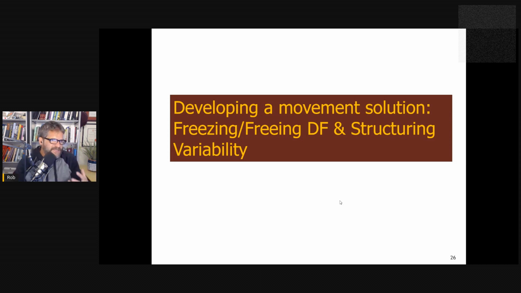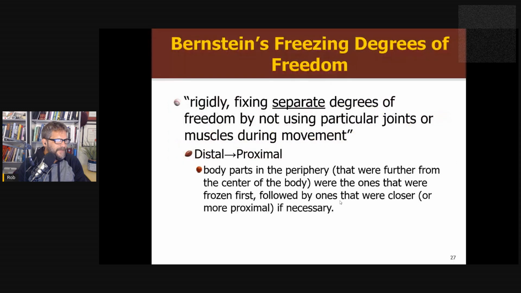We're going to get into Bernstein's ideas of freezing and freeing degrees of freedom. Bernstein introduced the degrees of freedom problem. The problem basically is, if I have all this choice in how to move, I could shoot a basketball shot just by using my wrist, but the ball wouldn't get very far. I could use wrist and elbow by locking my shoulder. I could use wrist, elbow, shoulder, fingers. I could put my knees into it. All those are degrees of freedom. They're the choices I have about how to move. And Bernstein identified the degrees of freedom problem, which is essentially, how do I know which ones to use?